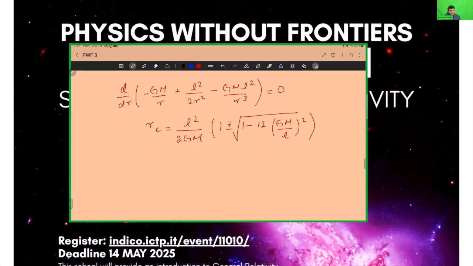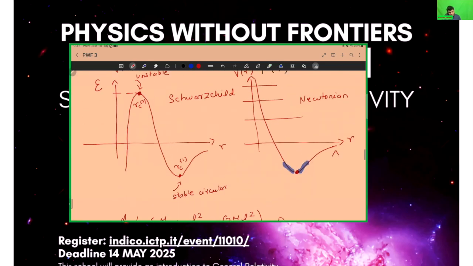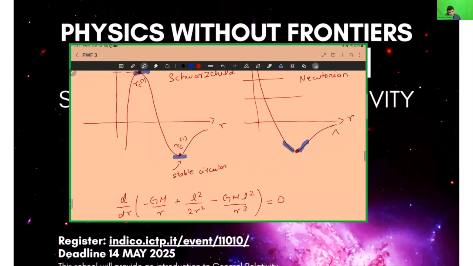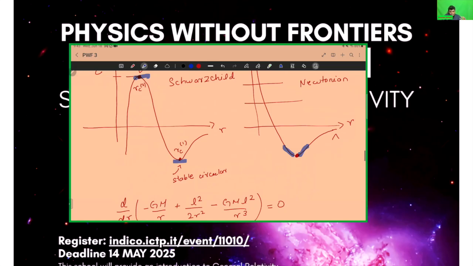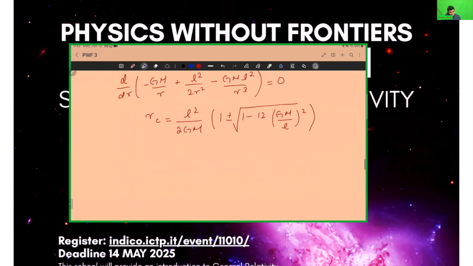right? So you get two different radii, which is not unexpected because you expected two solutions, one here and one here. You can see that the stable solution is the one where the radius is bigger as compared to the smaller radius, because at the smaller radius, you have an unstable solution. So you will get a bigger radius when you use the plus sign, and you will get a smaller radius if you use the minus sign.